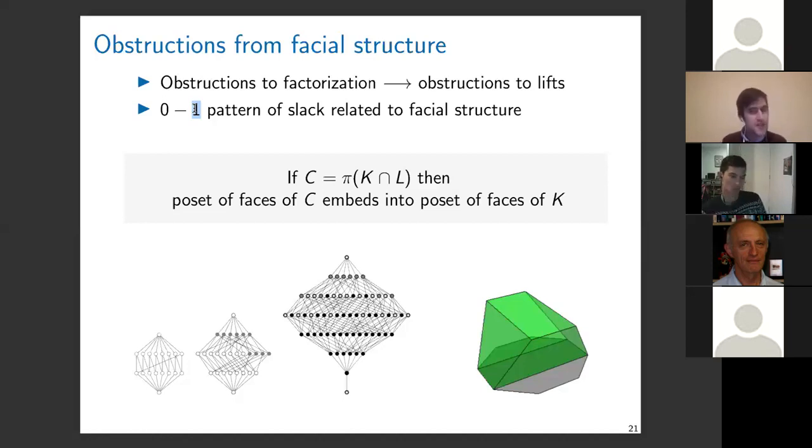And so once you look from this point of view, it's relatively easy to show that if C has a lifted representation using K, that induces an embedding of the face lattice, or in particular just the poset, induces an embedding of the partially ordered set of faces of C into the partially ordered set of faces of K.